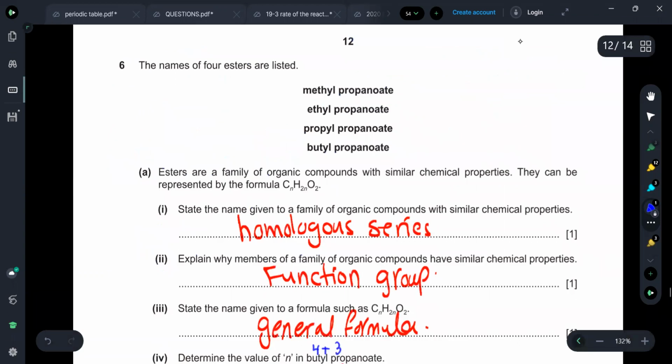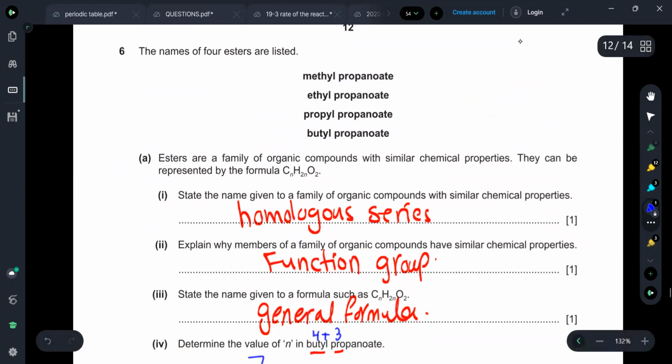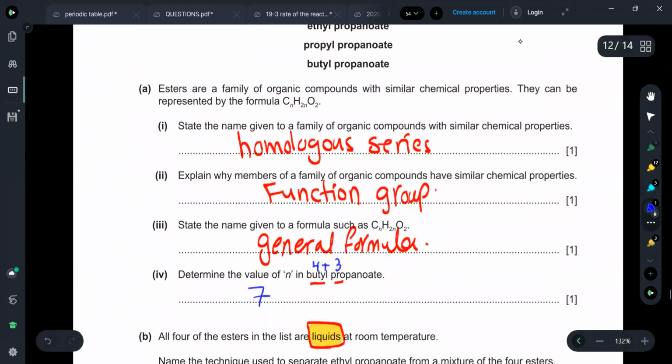The names of 4 esters are listed: methyl propanoate, ethyl propanoate, propyl propanoate, and butyl propanoate. Just remember, an ester is formed when an alcohol reacts with a carboxylic acid to form ester and water, using concentrated sulfuric acid as a dehydrating agent or as a catalyst. Esters are a family of organic compounds with similar chemical properties. They are represented by the formula CnH2nO2.